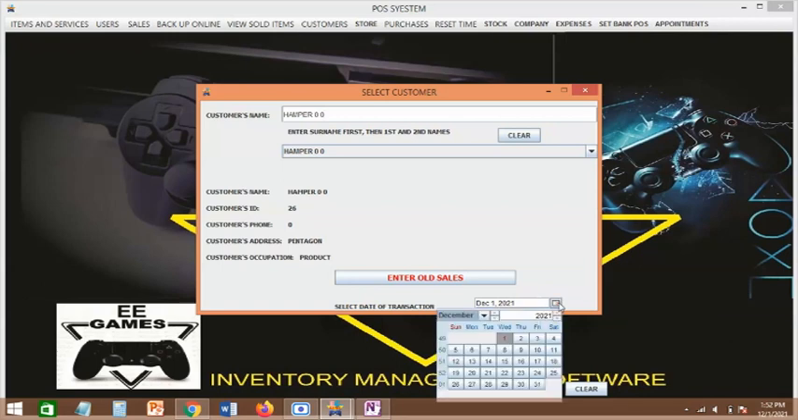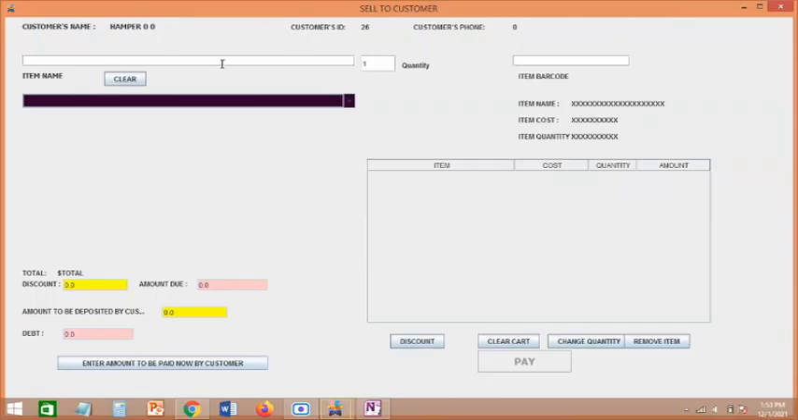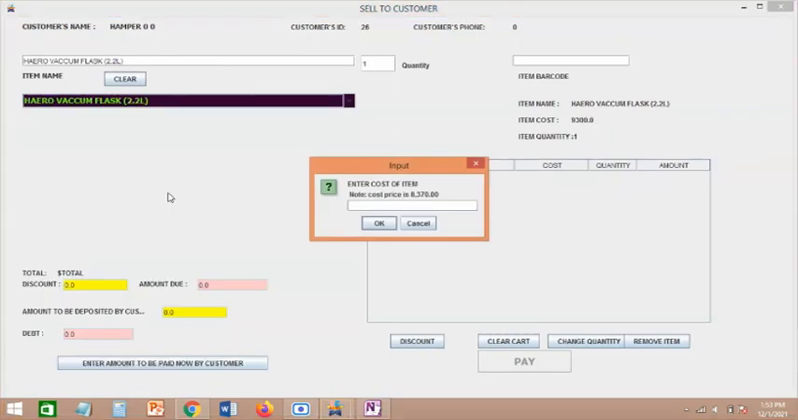I can just select a customer and say enter old debt, and it asks me for the date. Maybe this is a transaction that happened last year. Let me say January. I can pick January, and it's a very old transaction. 20th of January. I just say enter old sales. Okay, I begin to pick items that this very customer bought.